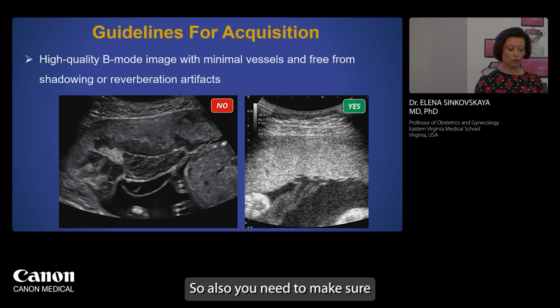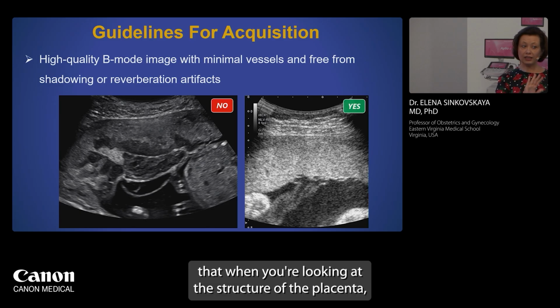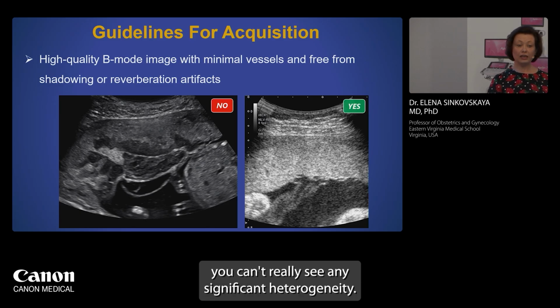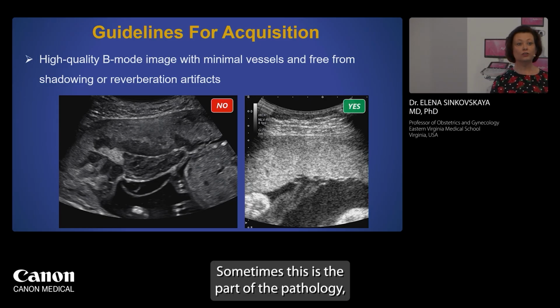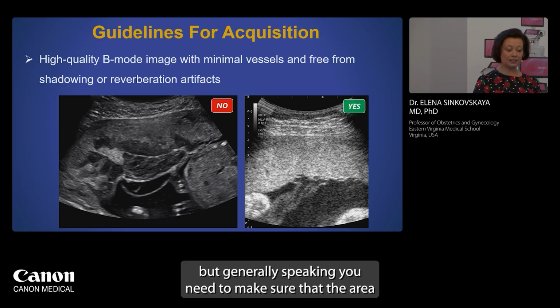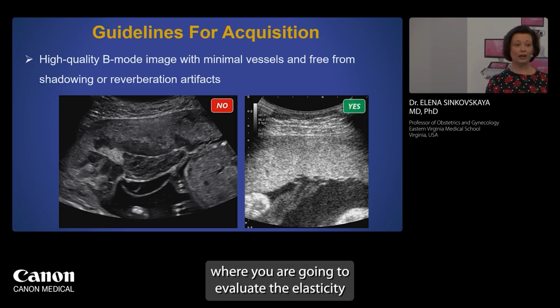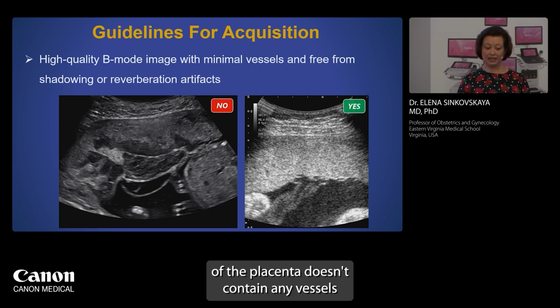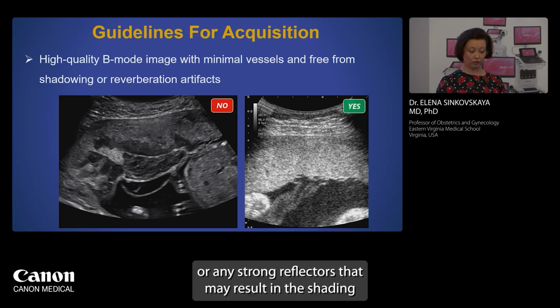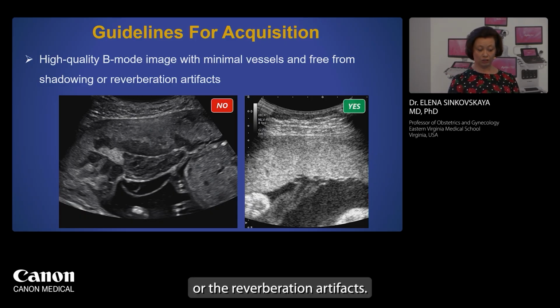Also, you need to make sure that when you're looking at the structure of the placenta, you can't really see any significant heterogeneity. Sometimes this is part of the pathology, but generally speaking, you need to make sure that the area where you're going to evaluate the elasticity of the placenta doesn't contain any vessels or any strong reflectors that may result in shadowing or reverberation artifacts.